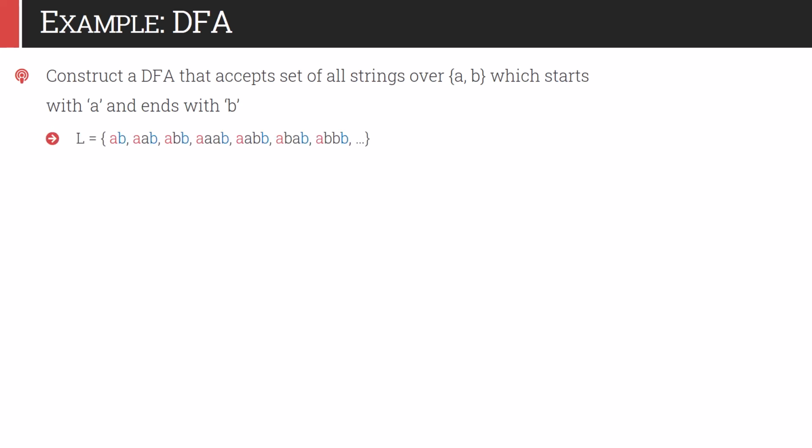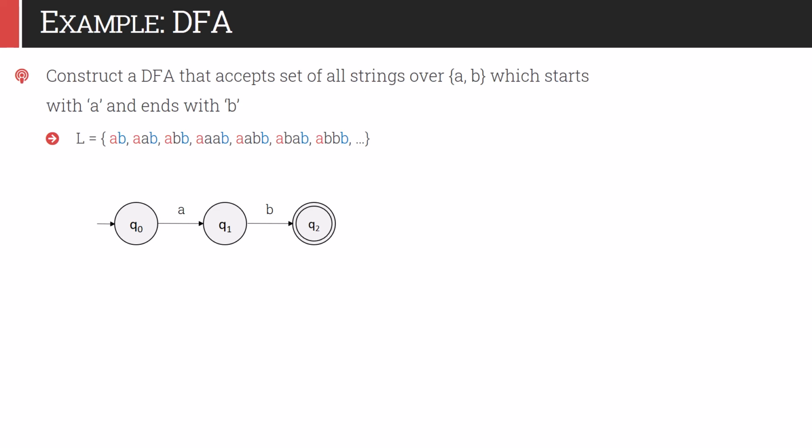So our language L would be AB, that is the smallest possible string. In between A and B, we can have any combination of A and B. So that could be AAB, ABB, AAAB, AABB, ABAB, ABBB, and so on. Okay, we have infinite strings. Let us first design a DFA for the smallest length string, that is AB, and then we will adjust the arcs. So this will accept the string AB.